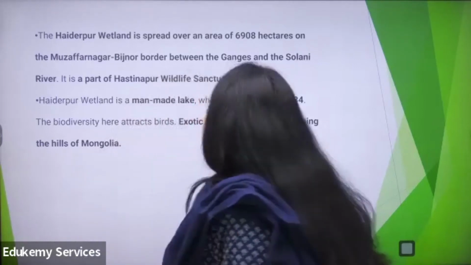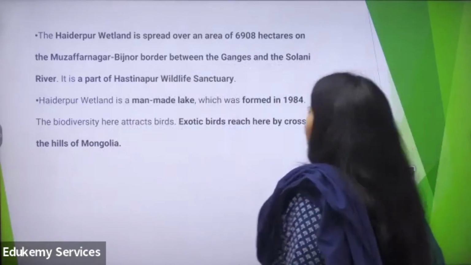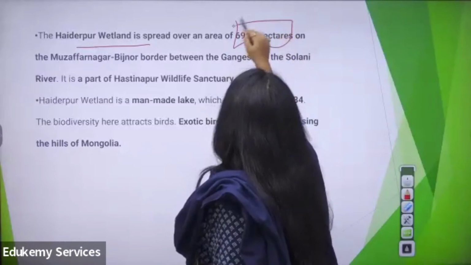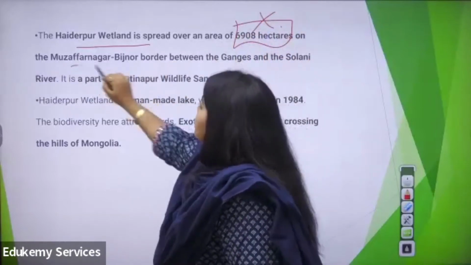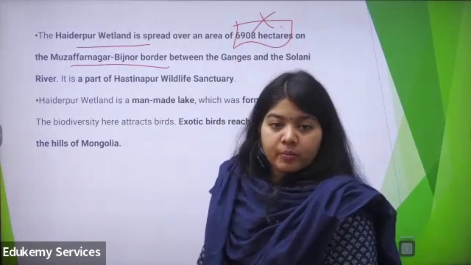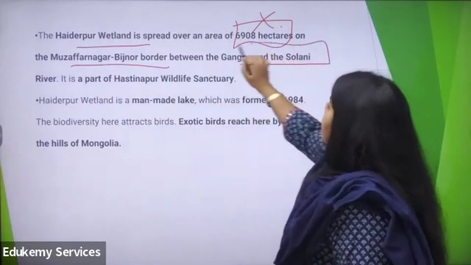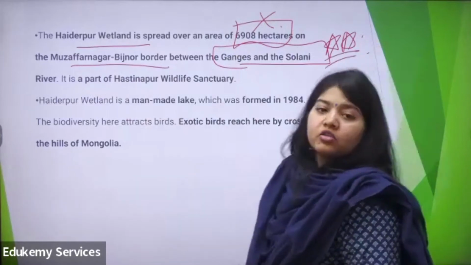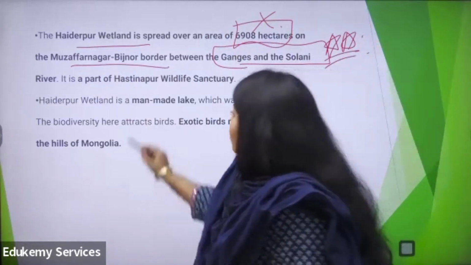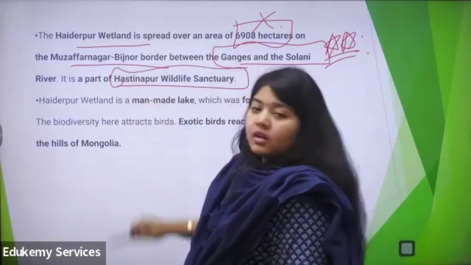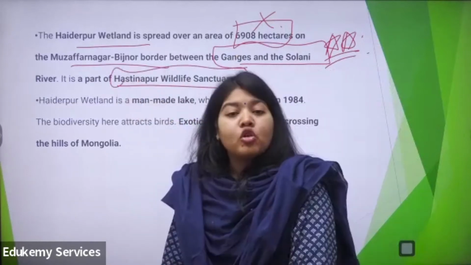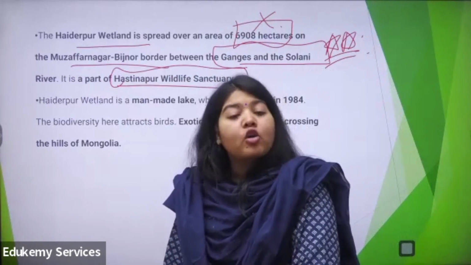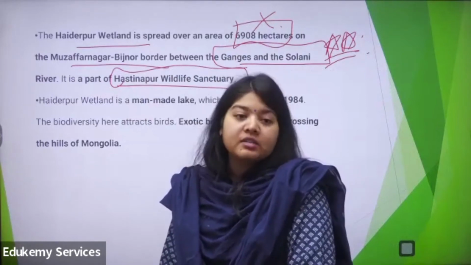All right. Now, coming to the first one, which is Hyderpur wetland. If you can remember, just remember, otherwise you can let it go. It is on the Muzaffarnagar-Bijnor border between the Ganga and Solani River. Very important: Ganga and Solani River. It is part of the Hastinapur Wildlife Sanctuary. Again important. So mark that, it might get mixed up. Mark all the important sites which are in each state.